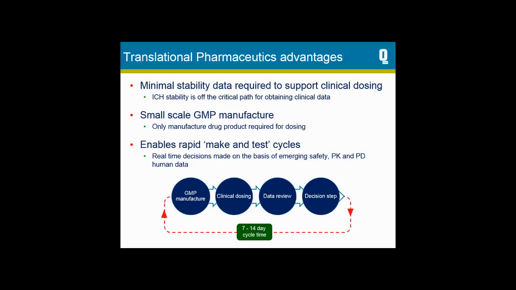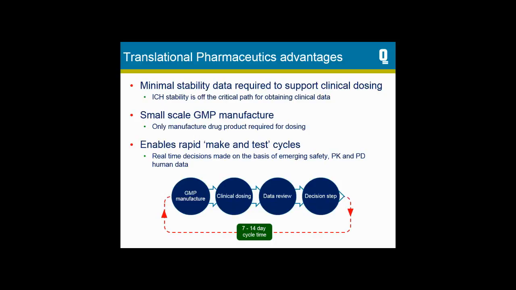As manufacturing is at small scale, development of pilot-scale manufacturing processes can be removed from the critical path to obtaining clinical data. We will only need to manufacture the drug product we need to support dosing. And finally, because cycle times between manufacturing and dosing are so short, we can allow rapid make and test cycles to come into the study design.